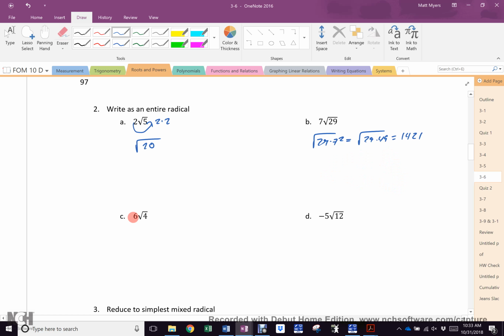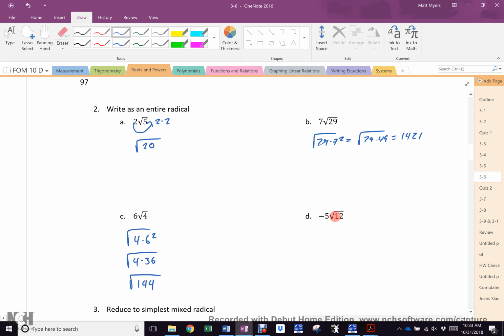If there's a 6 out there, how many 6's were under there? 2. So that's the root of 4 times 6 squared, which is the root of 4 times 36, which is the root of 144. Ooh, Tricky McTrickleton.